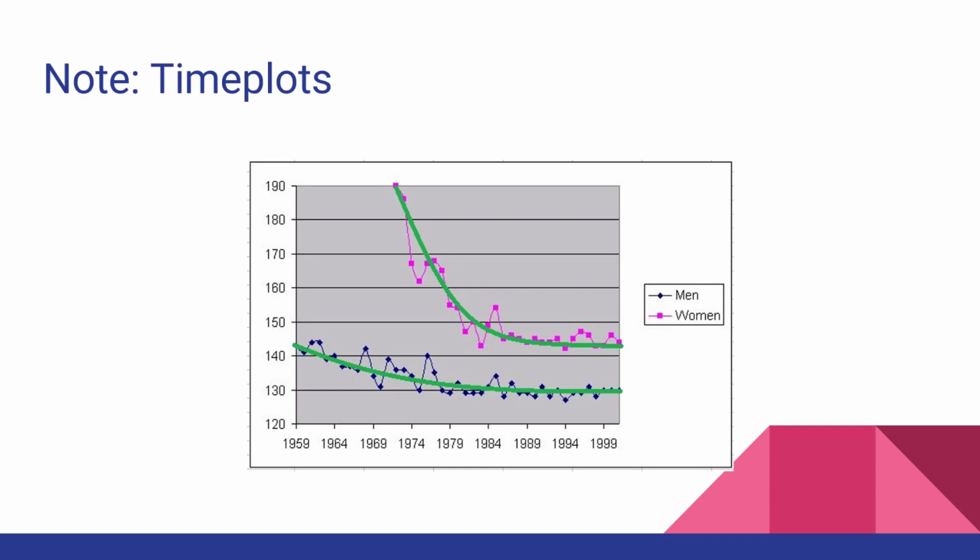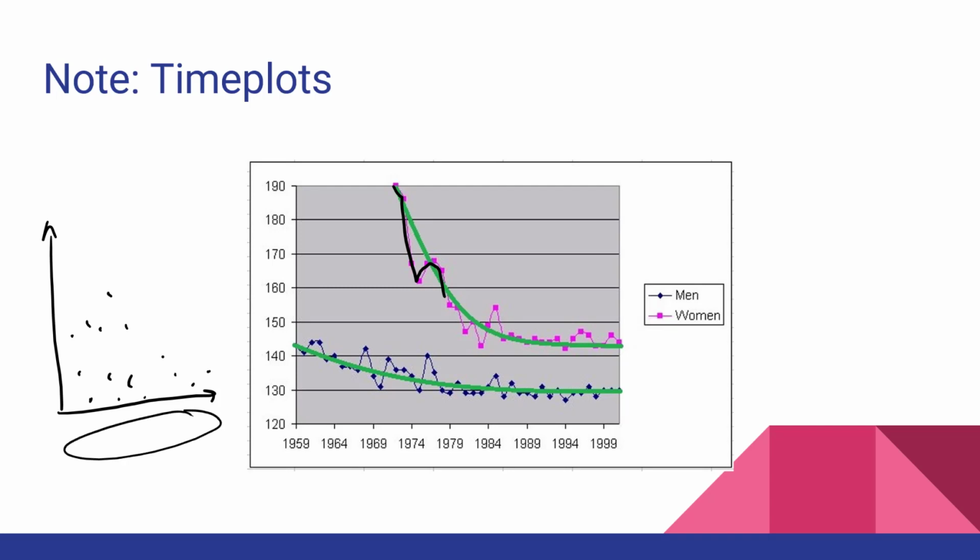Time plots aren't limited to just this kind of display. Rather than showing lines like this, there are also time plots where they just take out the lines altogether and show something like this. So the only way you can really know it's a time plot is if you see the years at the bottom.